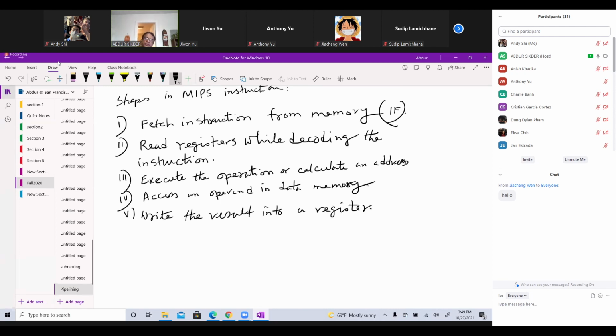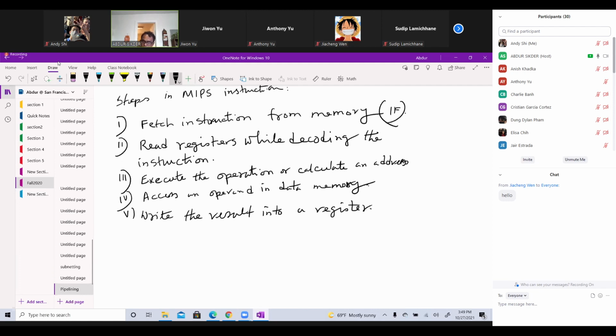So these are the 5 steps in the MIPS instruction execution process. You have to understand these 5. And the analogy we have is washing, drying, folding clothes and putting them on the shelf. It explains how pipelining helps to use your resources efficiently. That's the main point from that.